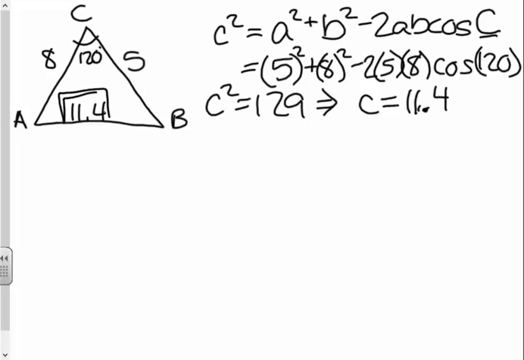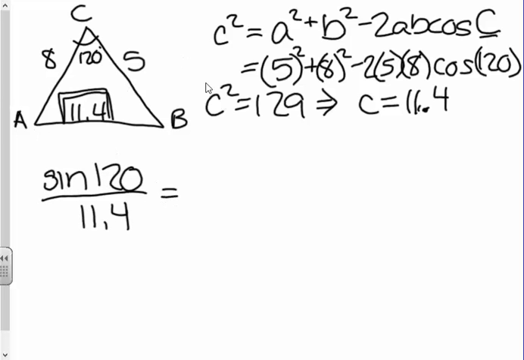All right, so here's one of the values that we found. Now from here you can keep doing law of cosines or you can do law of sines. I'm going to go ahead and do law of sines. So I know that sine of 120 degrees over 11.4 is going to be equal to sine of capital A over lowercase a over 5. So we're going to cross multiply, divide, and then take the inverse sine.